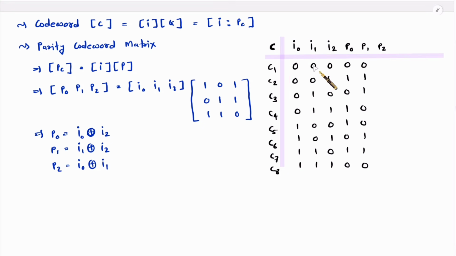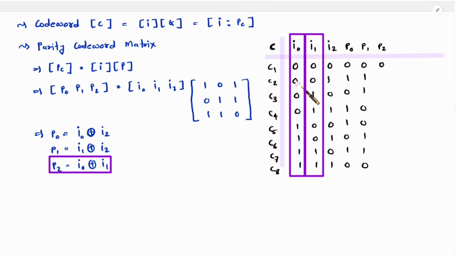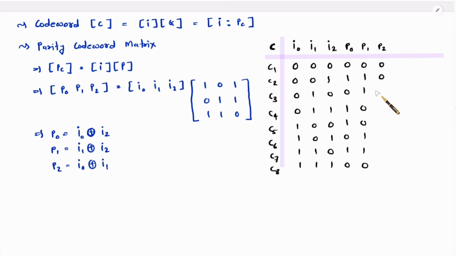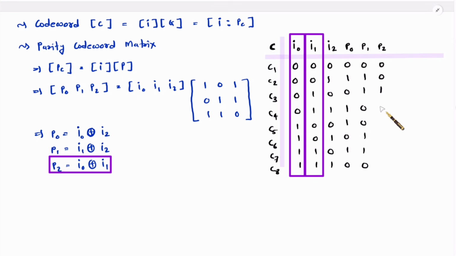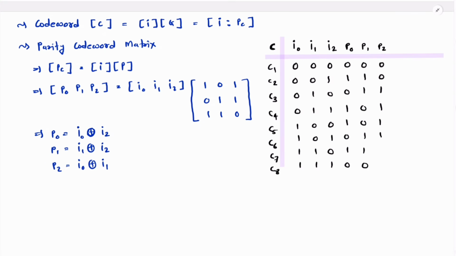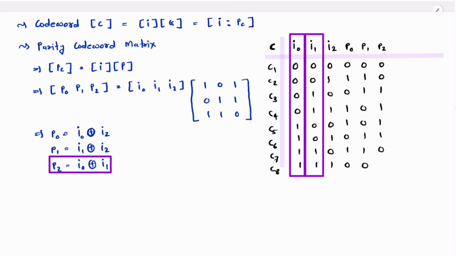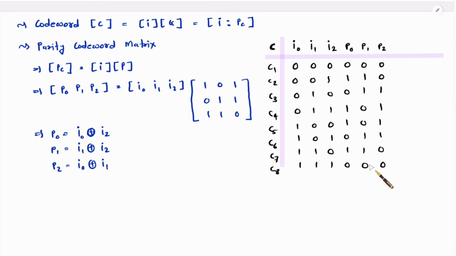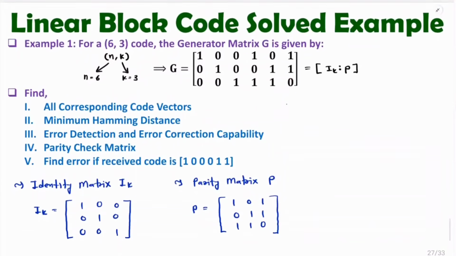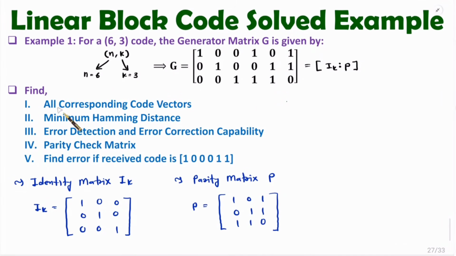So that will be 000, 000, 011, 011, 101, 101, 110, 110. So that is how we can identify all the code words. So here in the first question, we have been identifying all corresponding code vectors, right? Now based on code vectors, one can understand minimum Hamming distance.